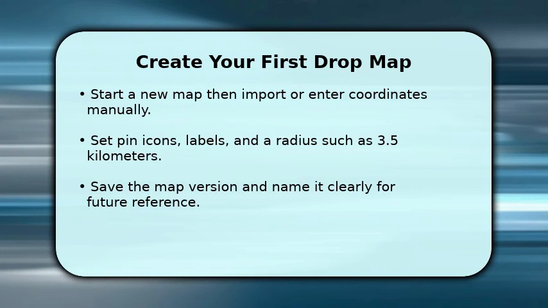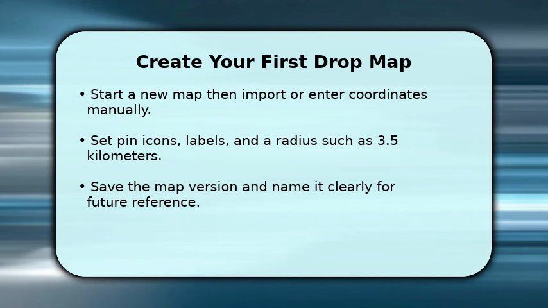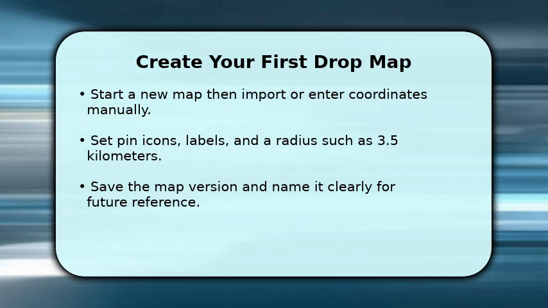Start a new map, then import or enter coordinates manually. Use CSV import with latitude and longitude columns for bulk pins. Set pin icons, labels, and a radius such as 5 kilometers to define coverage. Use color categories to separate types of drops by priority.